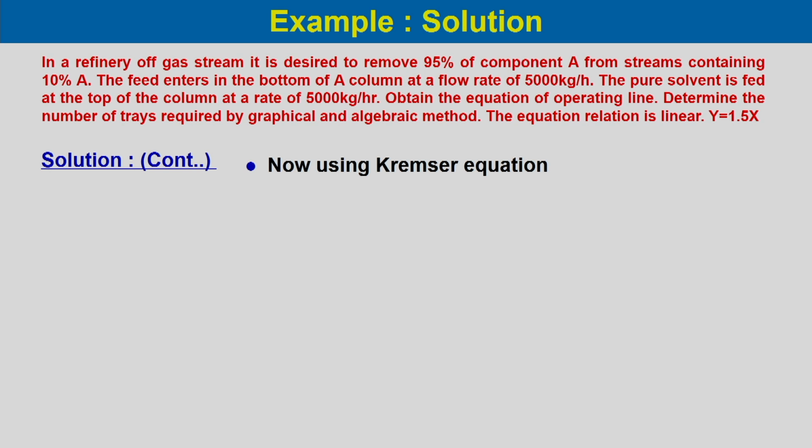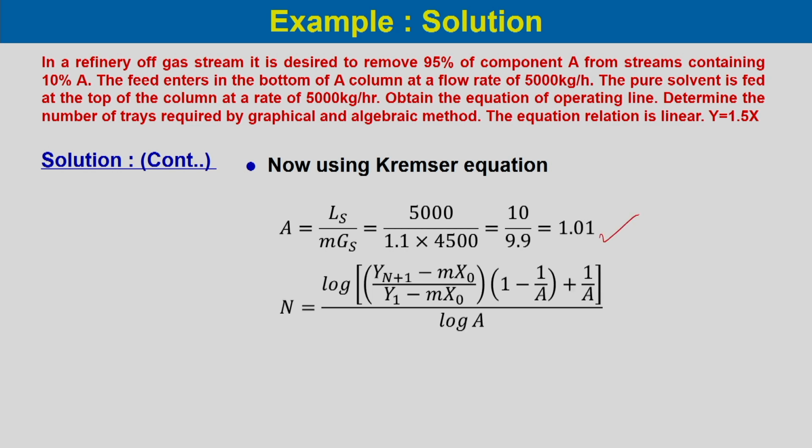Now, if we use the Kremser equation over here, the absorption factor we can calculate as Ls by m Gs, which is 5000 divided by 1.1 into 4500, which is 10 by 9.9. So, it is equal to 1.01. So, the absorption factor is known to us.